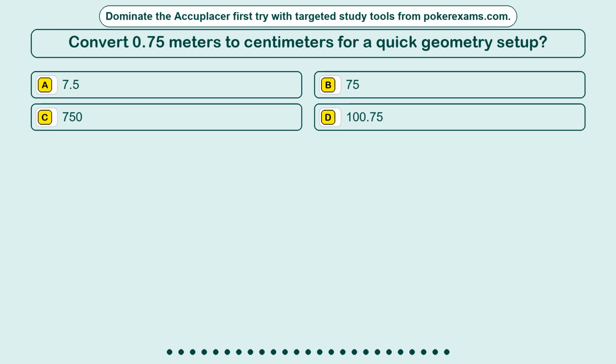Question 6. Convert 0.75 meters to centimeters for a quick geometry setup. Option A, 7.5. Option B, 75. Option C, 750. Option D, 100.75.